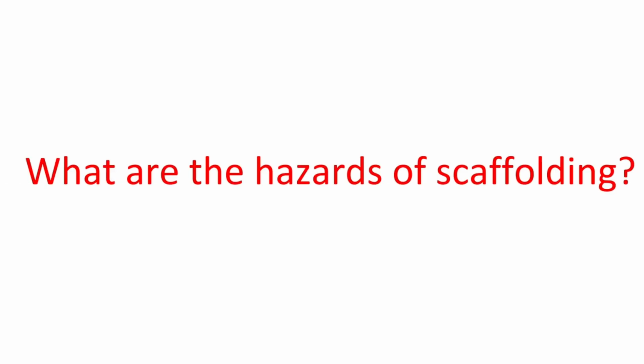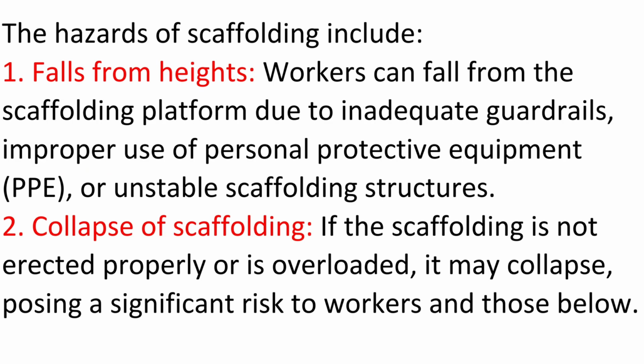What are the hazards of scaffolding? The hazards of scaffolding include: 1. Falls from heights. Workers can fall from the scaffolding platform due to inadequate guardrails, improper use of personal protective equipment, PPE, or unstable scaffolding structures. 2. Collapse of scaffolding. If the scaffolding is not erected properly or is overloaded, it may collapse, posing a significant risk to workers and those below.